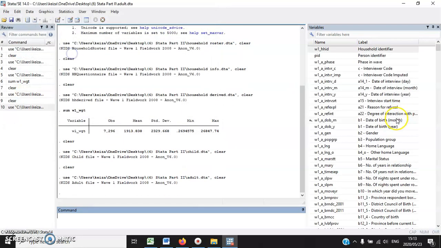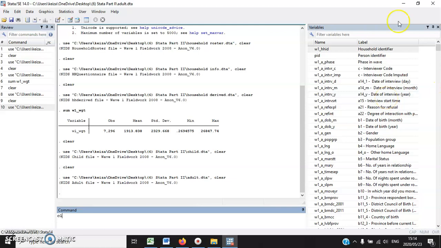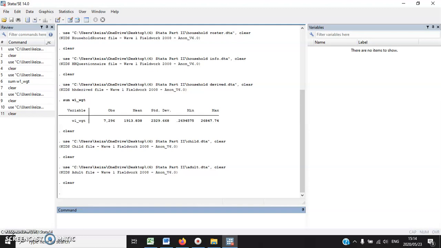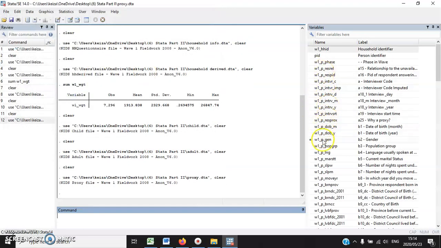Okay, and then the adult file. So you see the letter A. Okay, you would always see household ID and person ID feature. Proxy. Okay, you see the letter P. That gives you a hint that, oh, these are the variables coming from the proxy questionnaire.